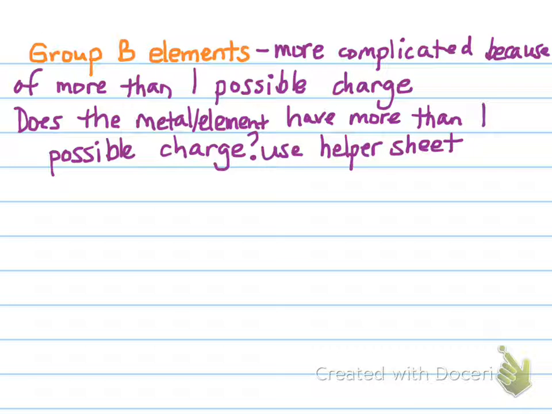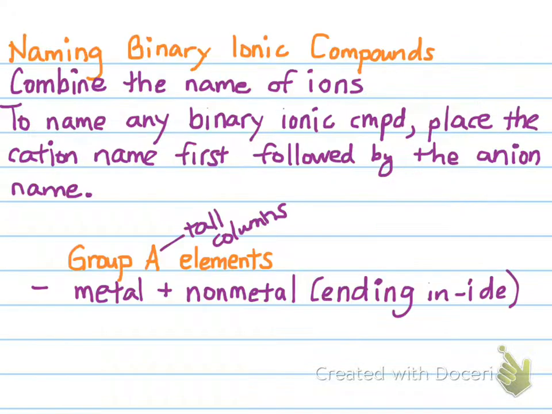Again, I don't expect you to have this memorized. Now remember, when we looked at our helper sheet yesterday, there were 4 elements at the bottom that didn't have more than one possible charge. Silver, cadmium, zinc, and scandium. We would name those the same way as we did our group A elements. So we'll answer the no, right? So maybe it's silver, cadmium, zinc, or scandium. No, they don't have more than one possible charge, so that is just the name of the metal plus the nonmetal, just like we did here. Exactly the same as this, okay? Our metal plus our nonmetal ending in "ide."